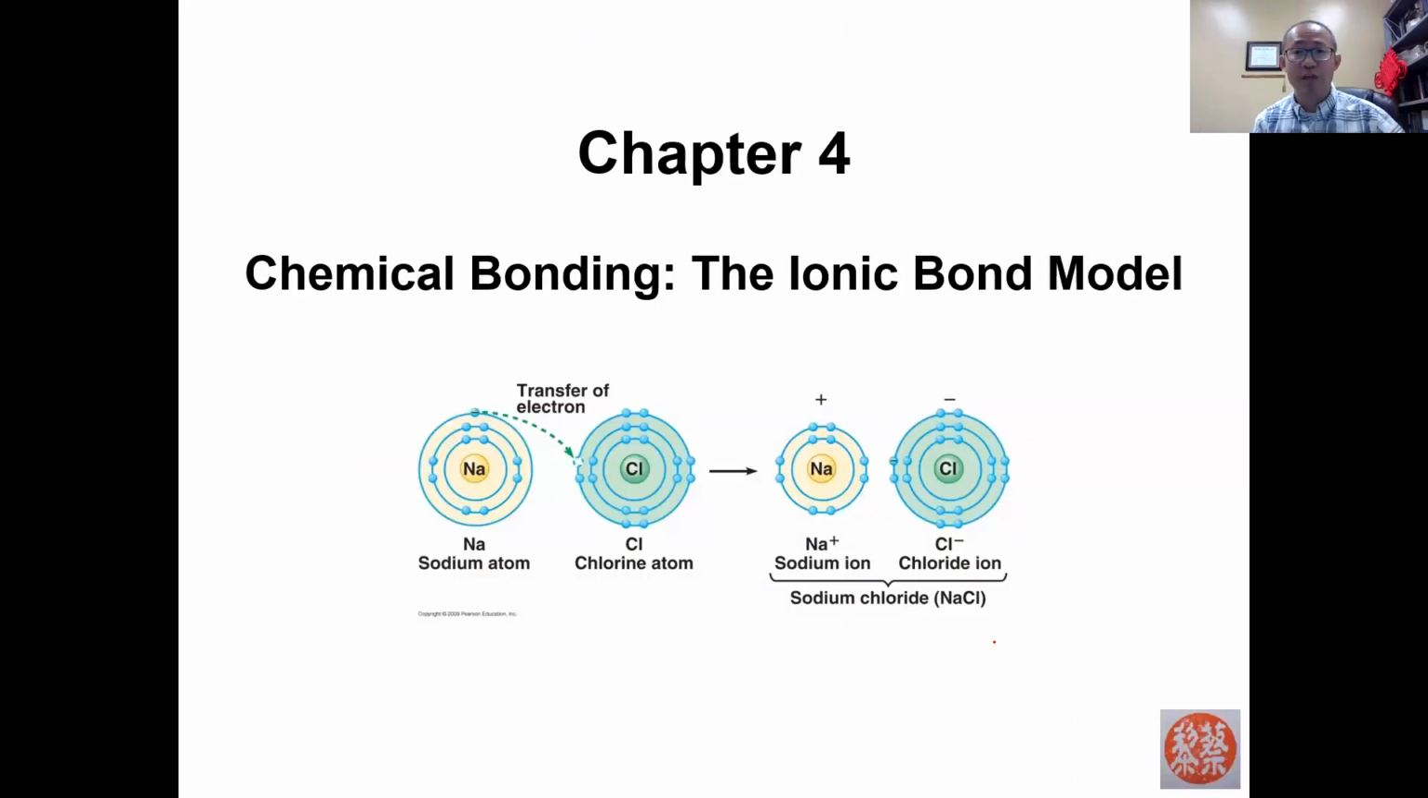So without further ado, let's take a look. Chapter 4, chemical bonding, ionic bond model. It is a model, meaning there's no definitive type of bond. There's no bond called a pure ionic bond. It just has more ionic bonding character. And we know, again, ionic bond is the result of the transfer of electrons. So in this chapter, we're going to take a look: what is the transfer of electrons? What electrons are transferred? Are all the electrons transferred, or just some of the electrons involved in this bonding?